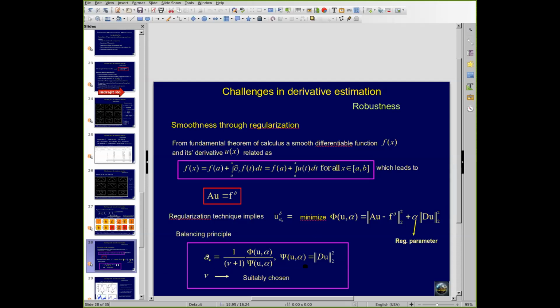This psi alpha is this one, the constant, and phi alpha is this one. Where nu is suitably chosen, normally it is less than 1; some value like 1/4, that is 0.25, is the right value for that. But regularization works fantastic. You will see.